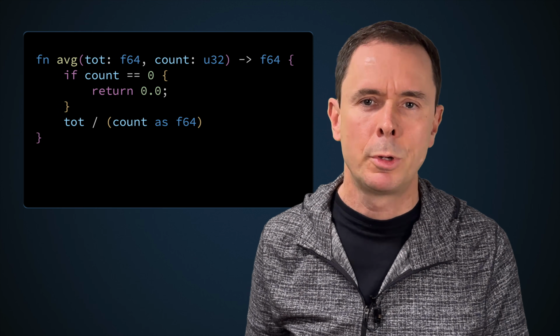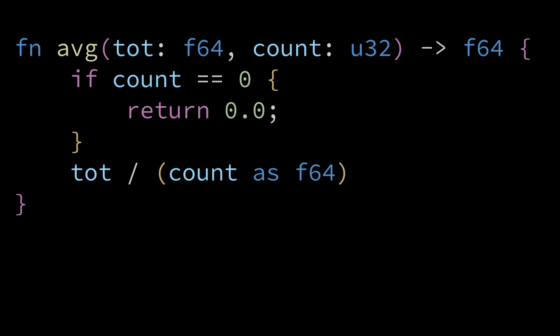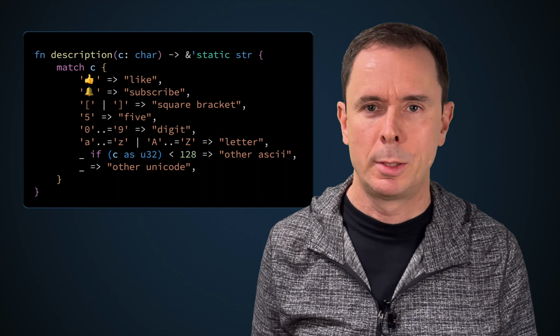You can also return early from a function if you want to. This average function wants to divide total by count, but it first checks in case count is 0 and returns early if it is. Sometimes you have many cases you want to check for, and a long chain of if, else if would be cumbersome. For that, we have match expressions.